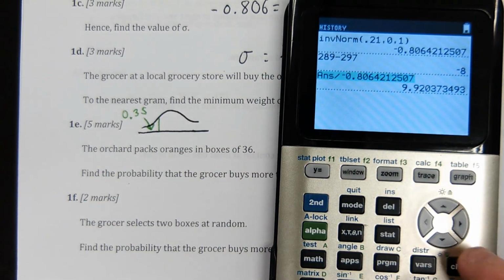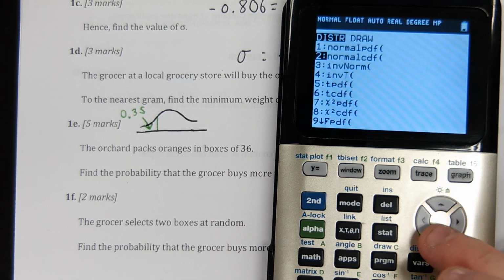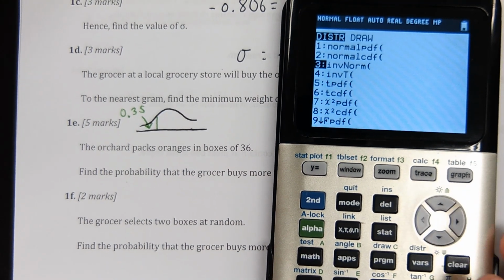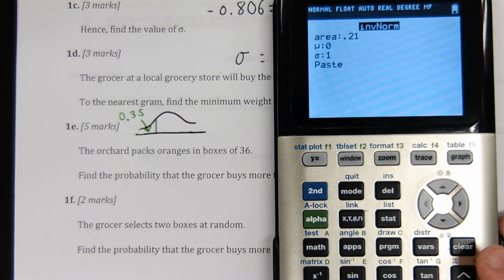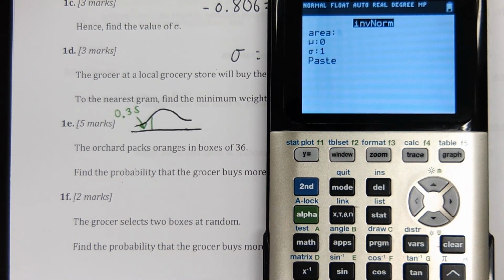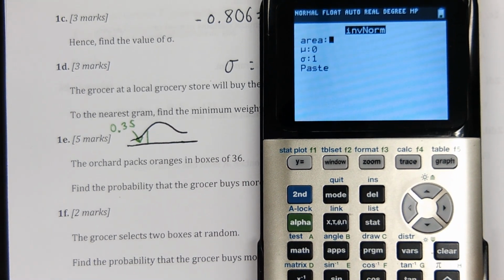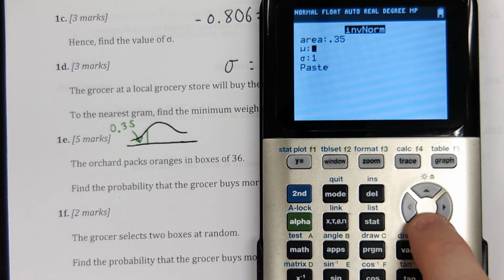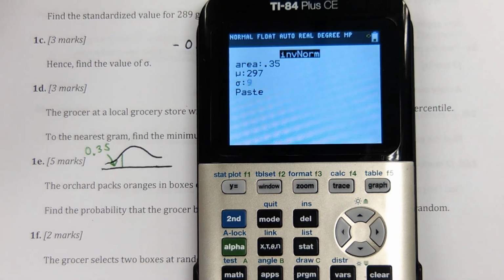Now, check it out. We go to second vars, and we're going to go to normal. Inverse normal gives us back an x value, so we're going to go to inverse normal. We now know sigma and mu. We found those, right? The area clearly is wrong, but our mean is 297. It won't let me go down until I fill in this area. So 0.35, because that is to the left of wherever we need to be. Sigma is about 9.92, and the mean is 297.